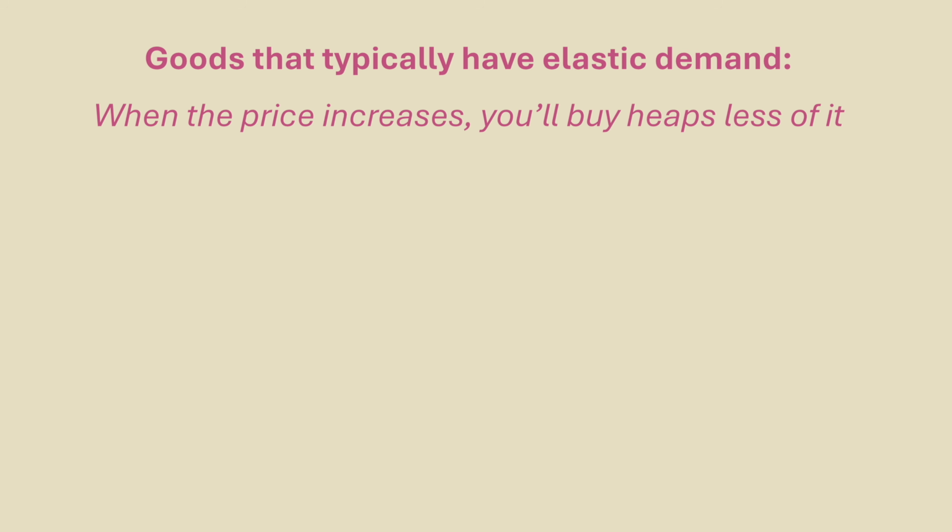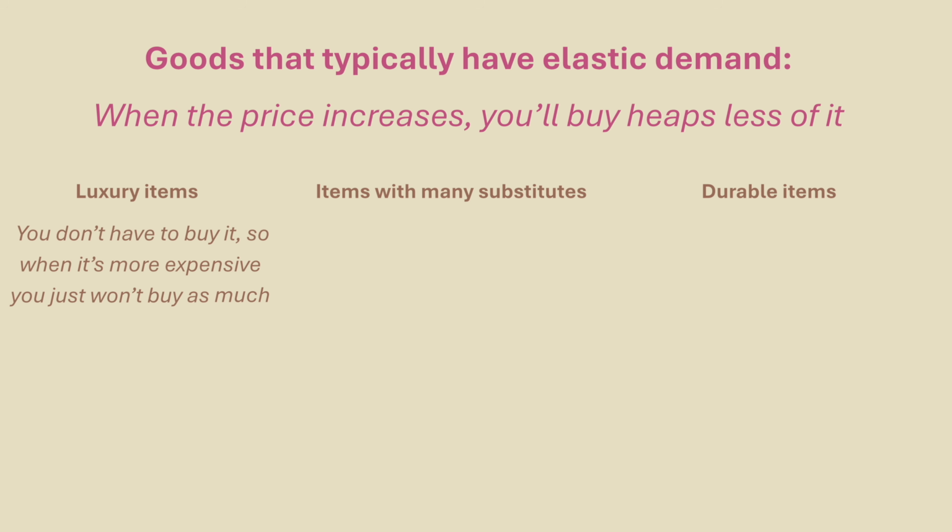For example, luxury items, things that you buy as a treat, or items with many substitutes available, or durable items, which are things that last a long time. Let's look at examples of each. For luxury items, you don't have to buy them, so when it's more expensive, you just won't buy as much. For example, movie tickets, or eating out at restaurants or vacations. If the price of a movie ticket randomly increased to like $40, you'd just not go to the movies, right? Or at least not go as much.